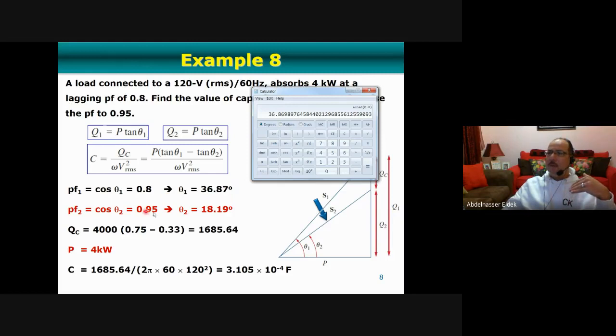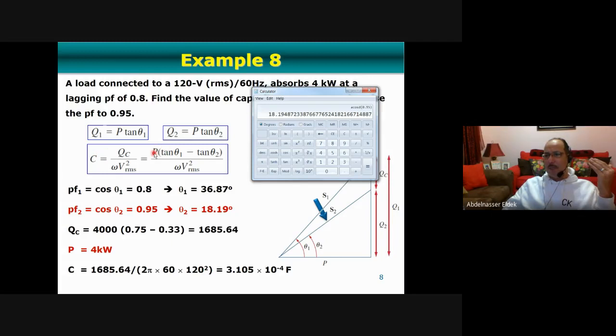If you want to improve the power factor to 0.95, then the angle will be the inverse cosine of 0.95, which is 18.19 degrees. So this is the desired angle. I want to change theta from 36 to 18, almost half. So how can we calculate the value of the capacitance? We can just use this equation here.